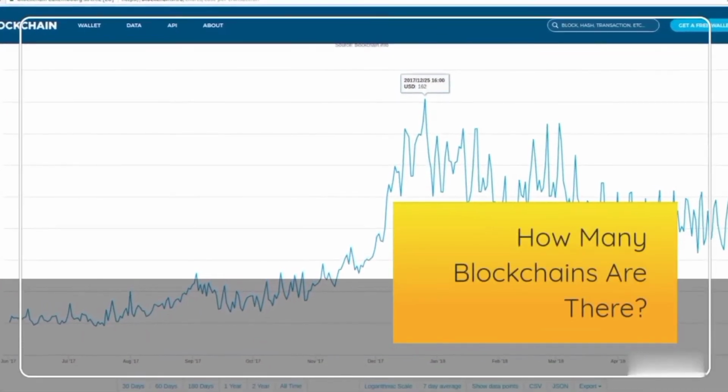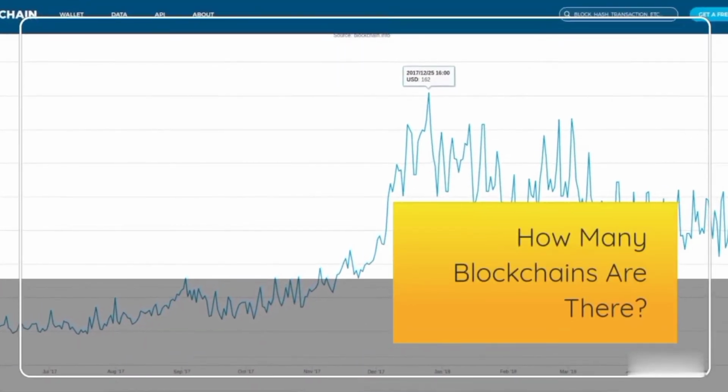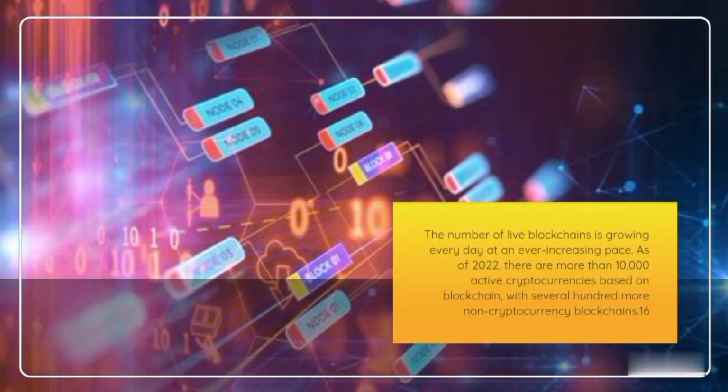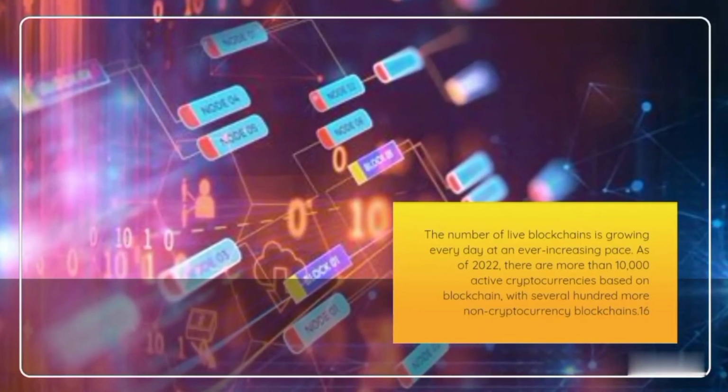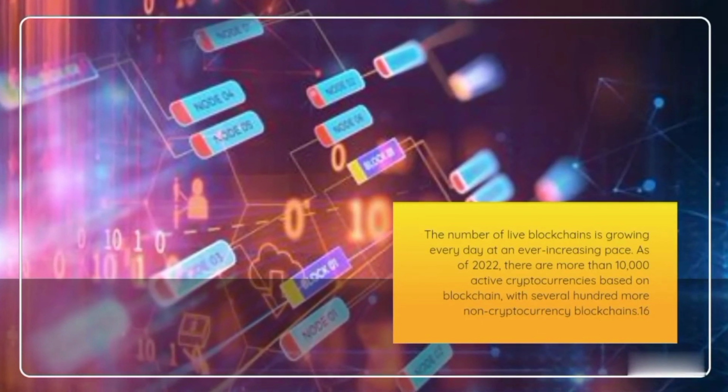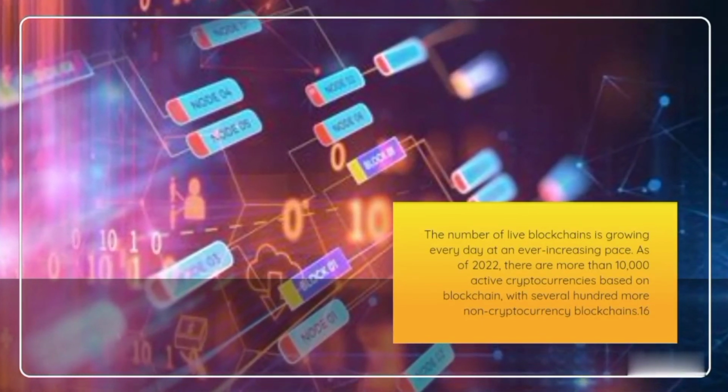How many blockchains are there? The number of live blockchains is growing every day at an ever-increasing pace. As of 2022, there are more than 10,000 active cryptocurrencies based on blockchain, with several hundred more non-cryptocurrency blockchains. 16.